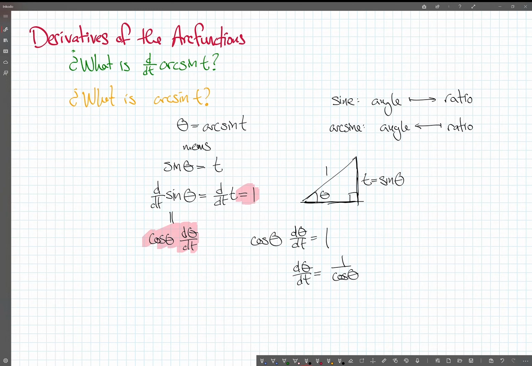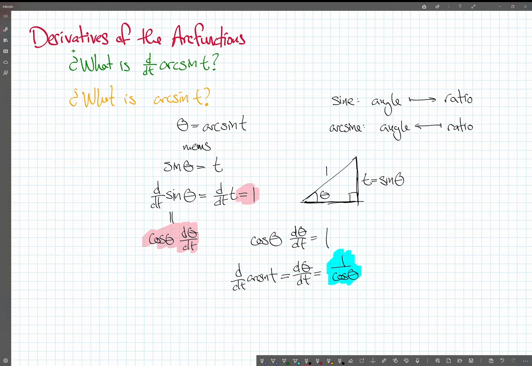Why do I want to solve for d theta dt? Well, remember, theta is nothing more than arcsine t. So it looks like I have my answer. I should answer 1 over cosine theta. What's the problem with that? If I ask you a question in French and you answer me in German, that kind of makes you a jerk. That's a little bit like what we've done here. The question was phrased in terms of t's and we've answered in the language of thetas. So what we need to do is to go back from thetas back to t.